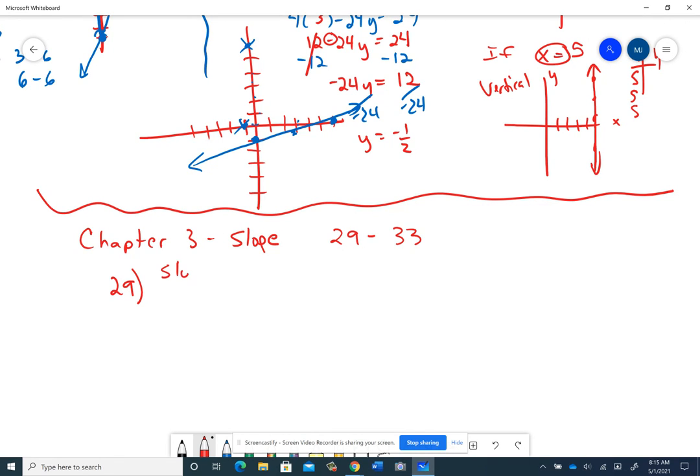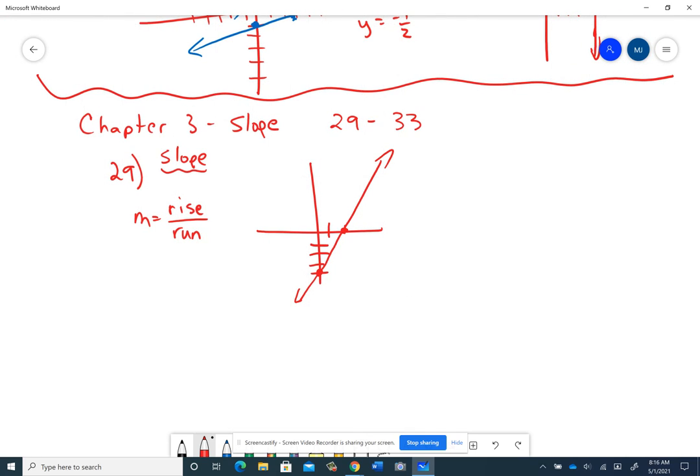It says find slope, and it gives you a graph. The graph has a point here and a point here. When you're doing that, your thought process should be that slope is just how you get from one point to the other. It's rise over run. So pick a starting point.